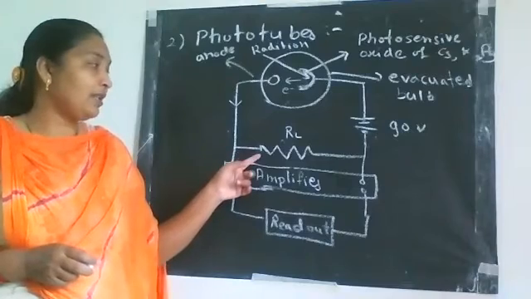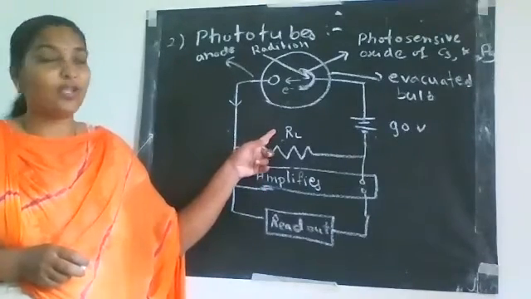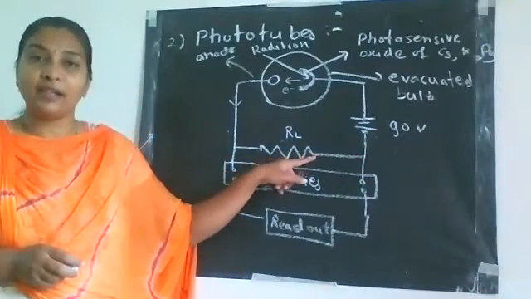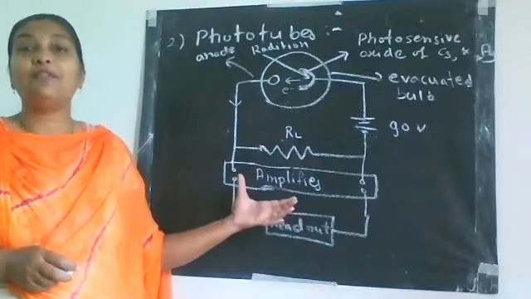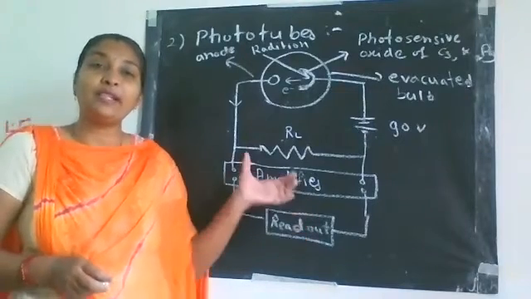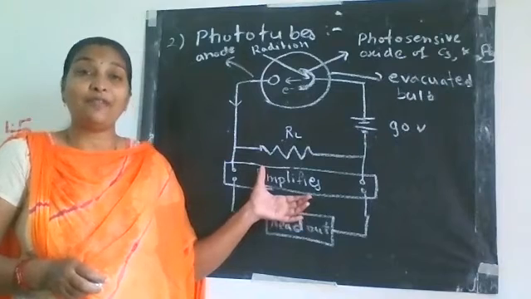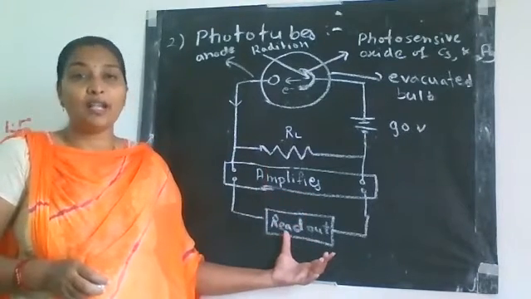is on one side fitted with what? RL, it is the internal resistor. Okay, and then again the DC source is connected with that resistor. So this is our detector. Then comes the amplifier. The function of amplifier is what? Whatever signal you got from the detector gets amplified in the amplifier, and then those signals are sent to the readout device.